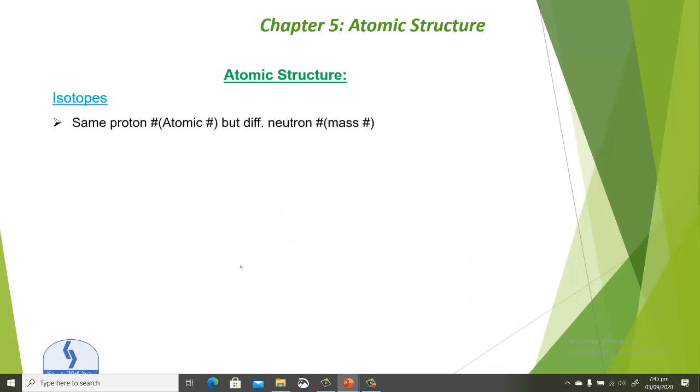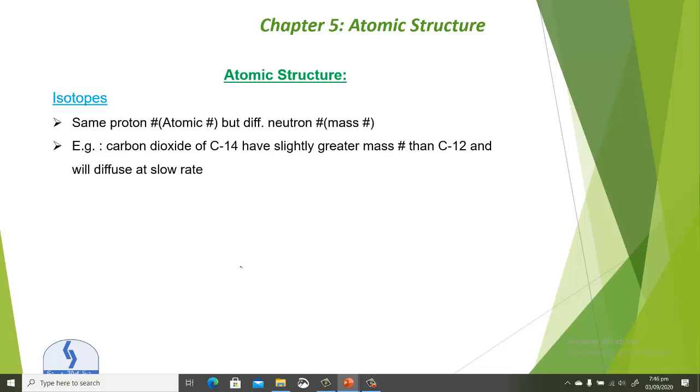Now we are discussing the isotope topic. Isotopes have the same atomic number or proton number but different neutron number or mass number. An example is carbon dioxide of C14, which has a slightly greater mass number compared to C12 and will diffuse at a slower rate. So this is about the isotope.